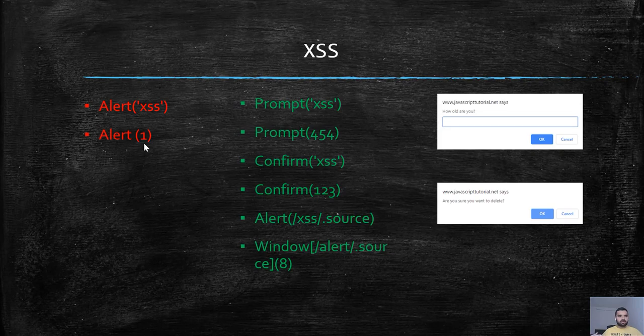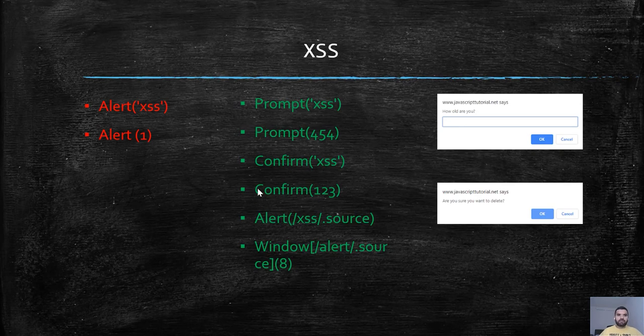So these are common payloads which even the scanner tries. Instead of doing that, what you can do to bypass the WAF is use prompt. What prompt does is display a dialog box that prompts the user for input. Also, don't use common numbers like 1, 2, and 3. You can also use something like 4, 4, 5, 4 or some random numbers.